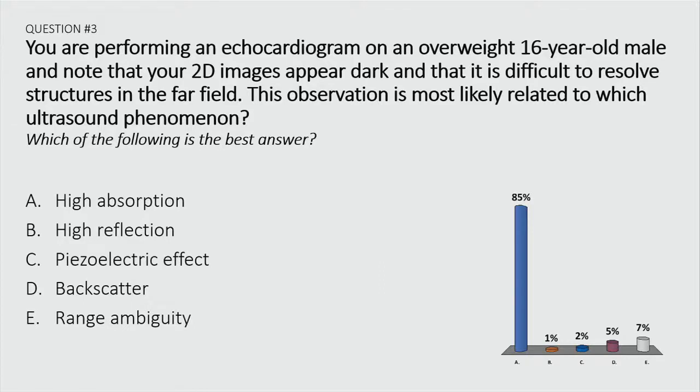Good. Did you roll up the correct answer? So high absorption. This is where we're talking about the different ways ultrasound can interact with tissues, and one of them is for the energy of the sound waves to be attenuated or decrease as you go over distance. And that's what's happening here. The far field images are dark because of high absorption.